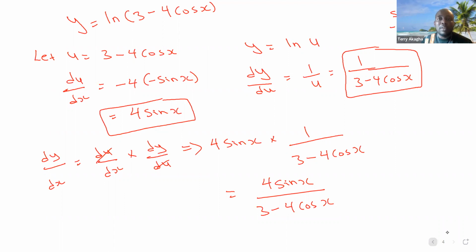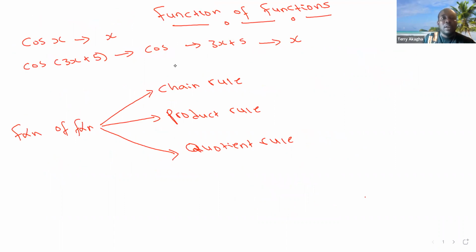All right, so let's quickly revise what I said. I told you that the chain rule is where you have a function of a function. Cos x is a function of x. But when you have something like cos of 3x plus 5, that means 3x plus 5 depends on x, and cosine depends on 3x plus 5. So it's a function of a function. And we have three rules: the chain rule, the product rule, and the quotient rule.